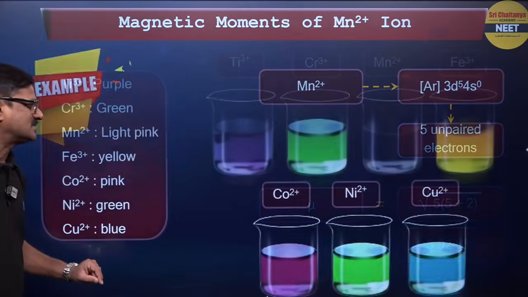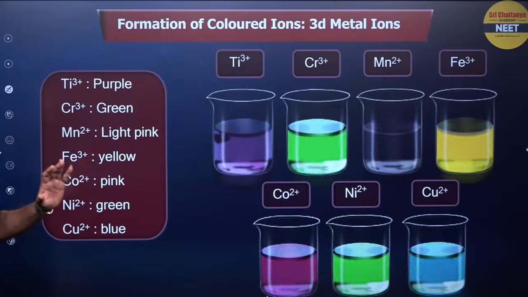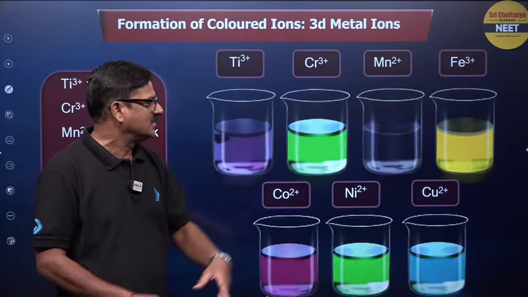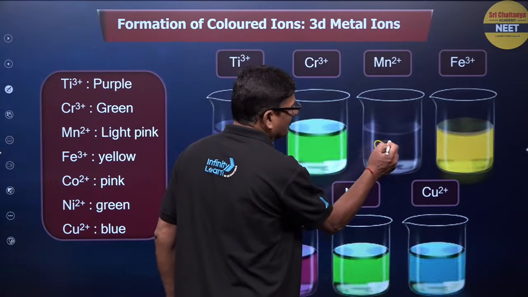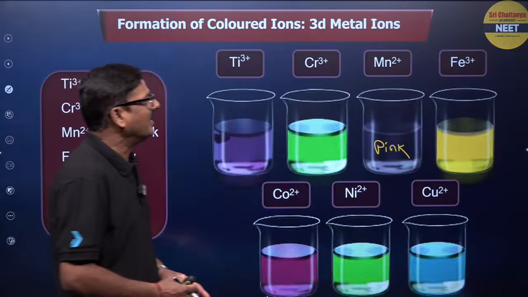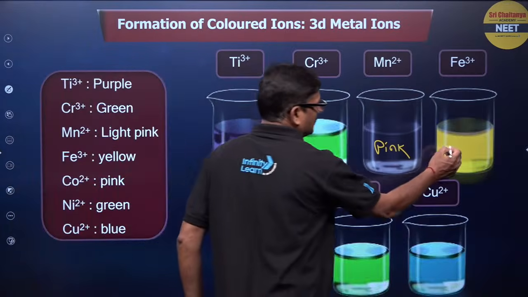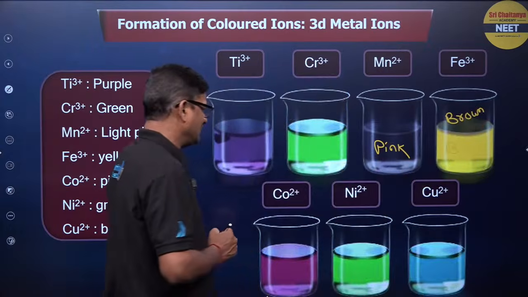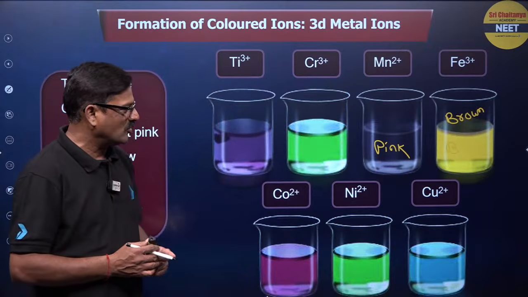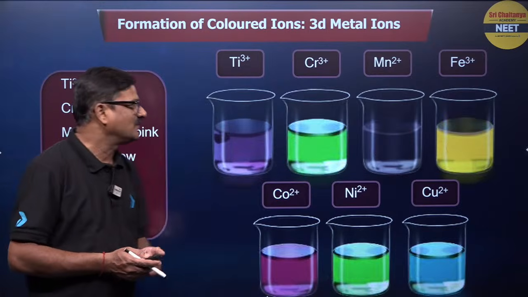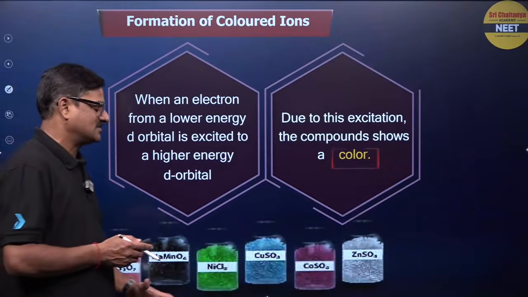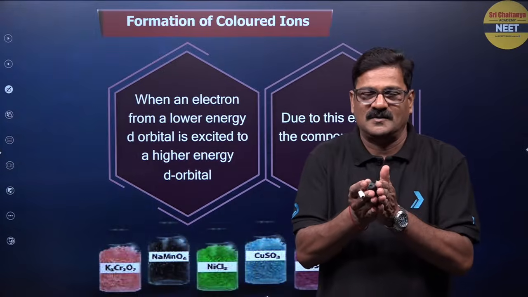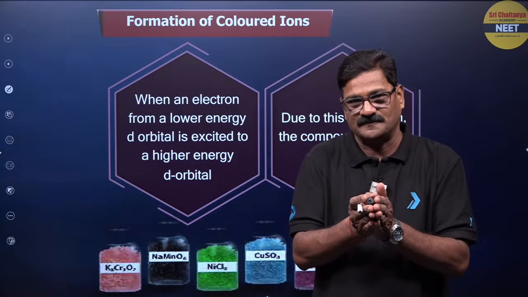Now, let us talk about the colors. Chromium 3 plus is green, manganese 2 plus is pink. It is not visible on screen, but it is pink. Iron 3 plus is brown, cobalt 2 plus is purple, and copper 2 plus is blue, like that. And why do they have the colors? Because of the presence of unpaired electrons in the d orbitals.